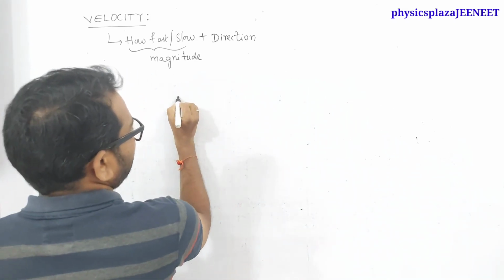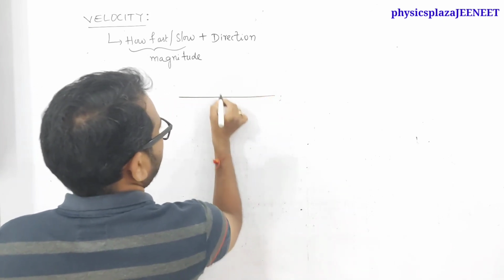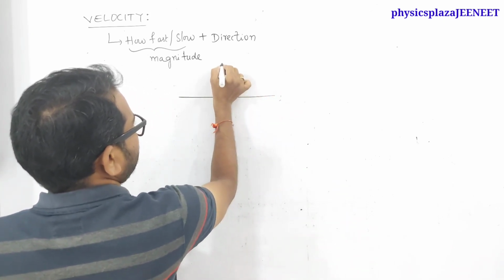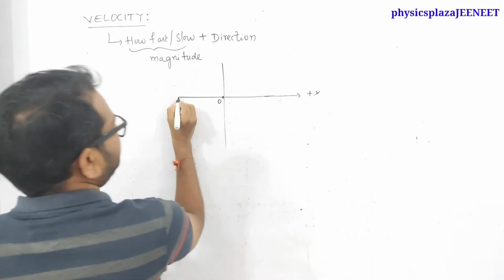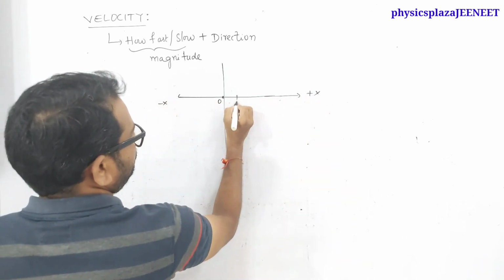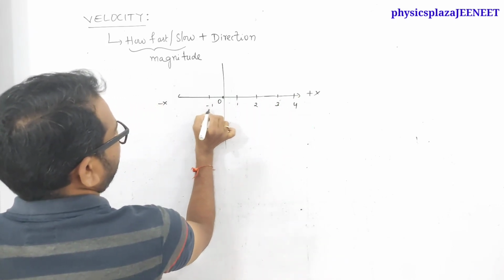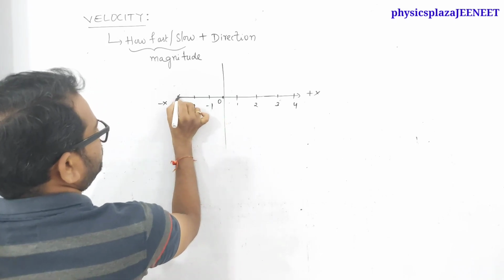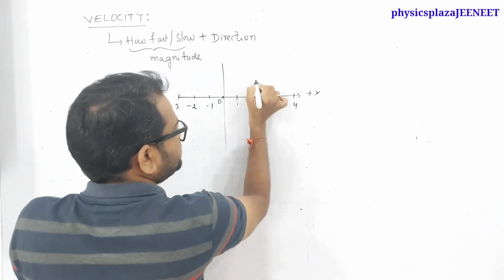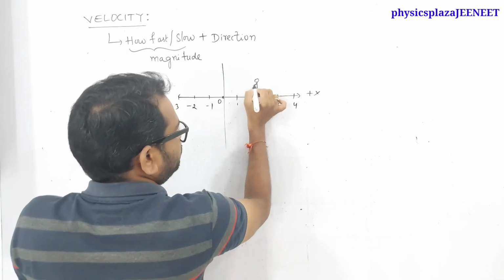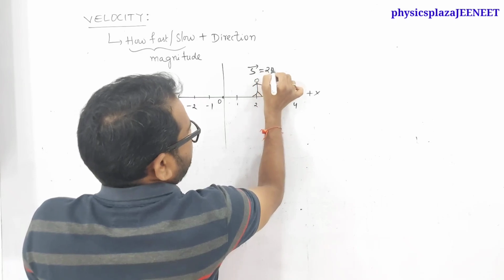Okay, children, look here. Let me tell you. For example, let us take a number line, children. Let us take the origin. This is the positive x-axis, and this is the negative x-axis. Let us take 1, 2, 3, 4 here, and here it is -1, -2, -3, like this. For example, children, here the person is standing, let us say. His displacement, I can say, is 2 meters.